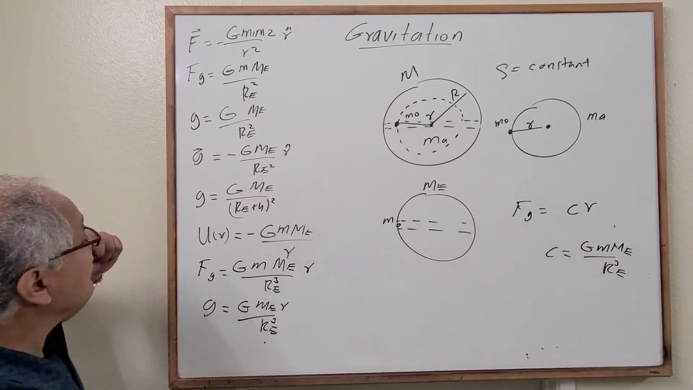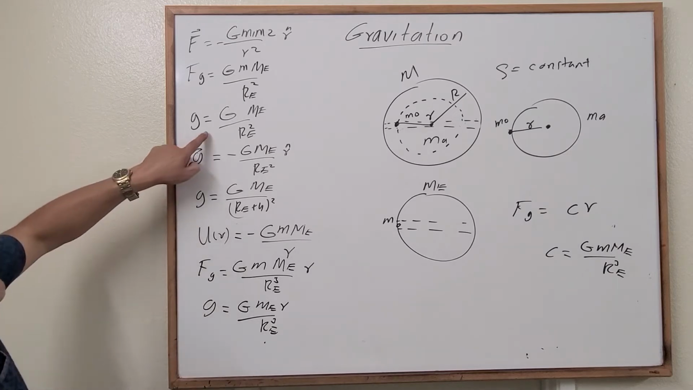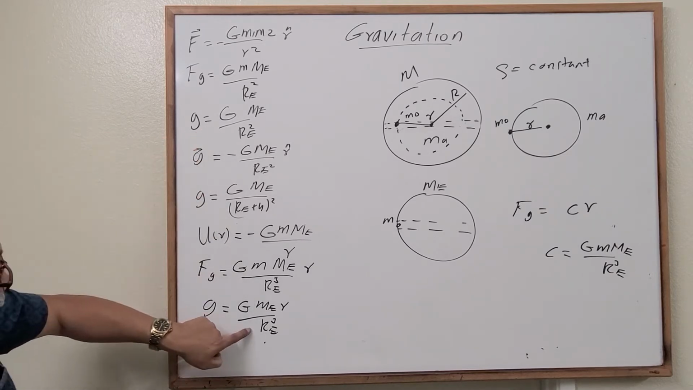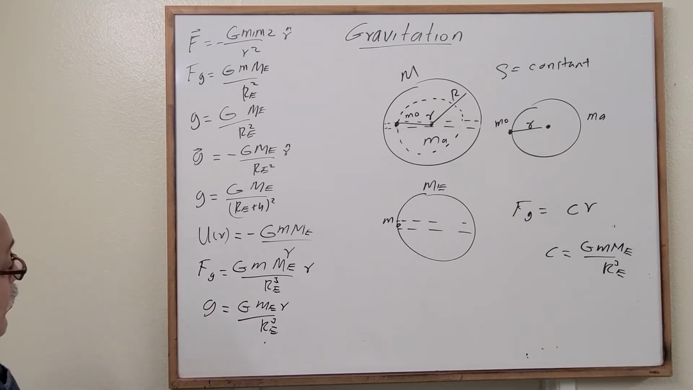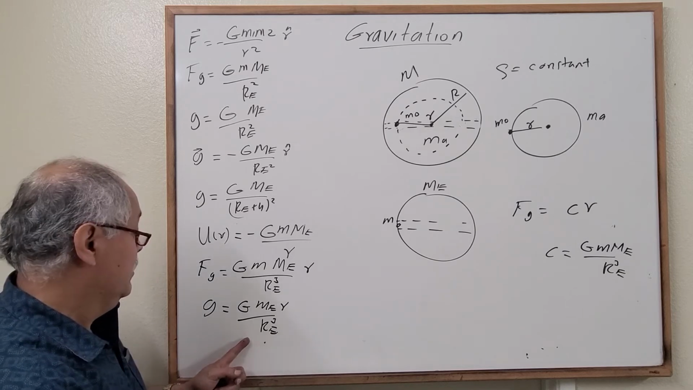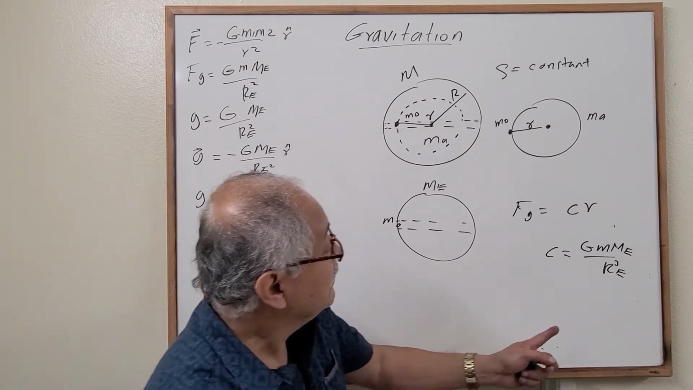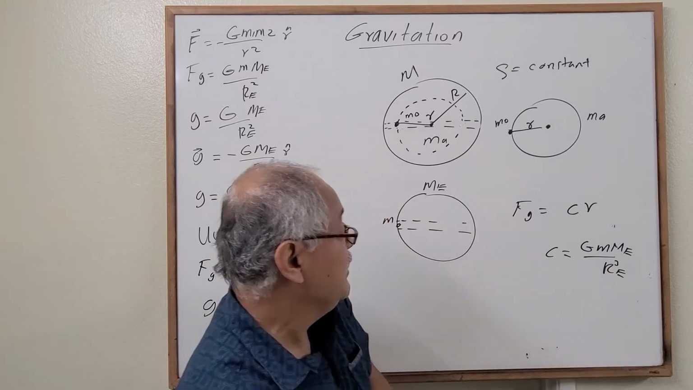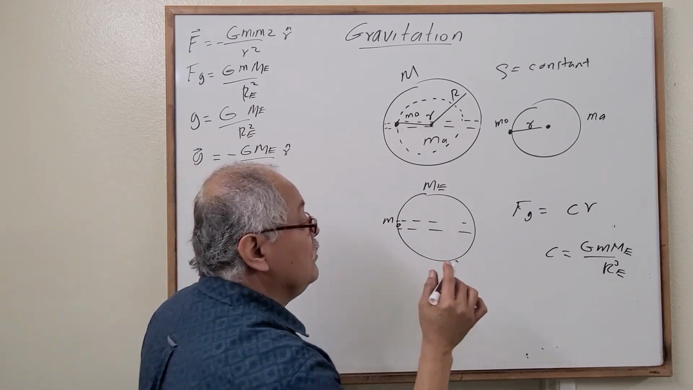Also look, we can use this quantity, g, right here. Correct? We can use g, this g right here, correct. Okay, then what do we have?